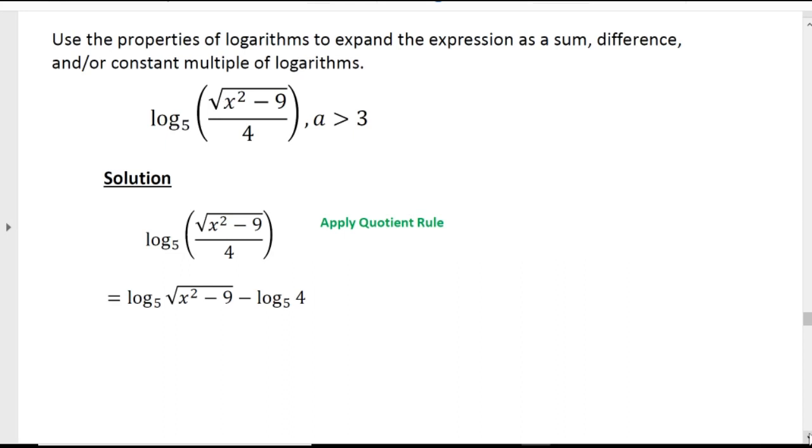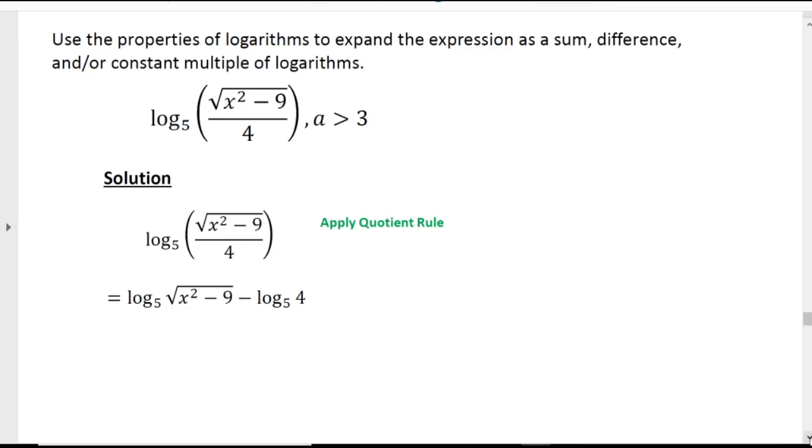Okay, let's use properties of logarithms. Here it says to expand and write as a sum or a difference. If you notice here, x squared minus 9 is being divided by 4. So we can apply the quotient rule, which means that we can separate as log base 5 of the square root of x squared minus 9 minus log base 5 of 4.